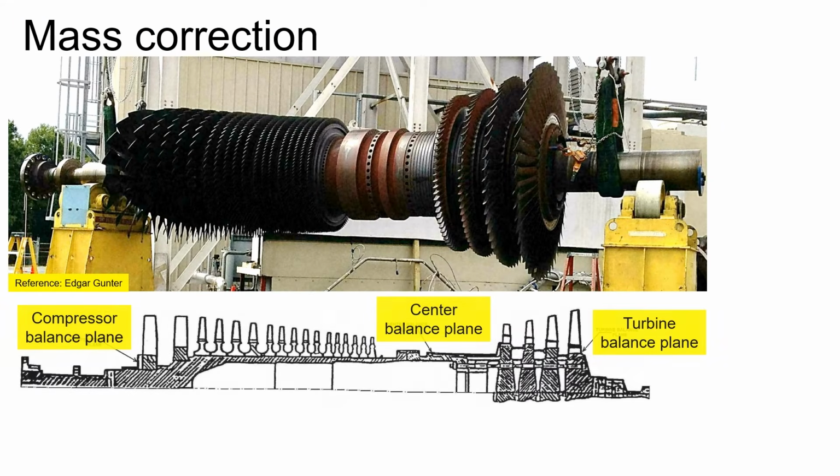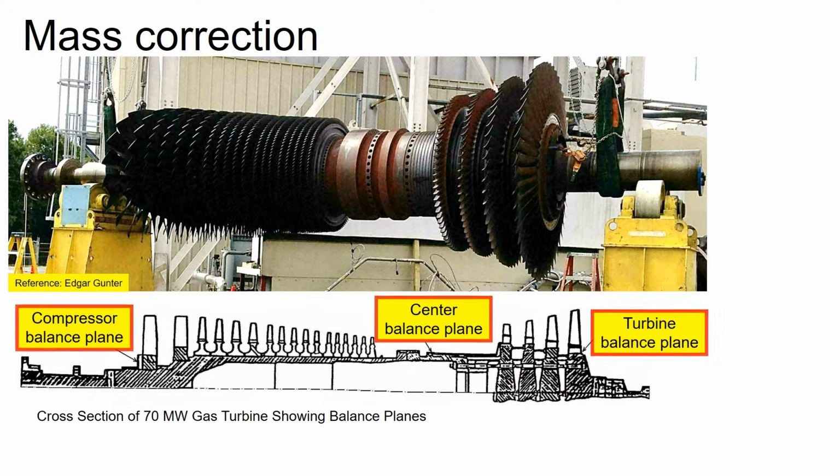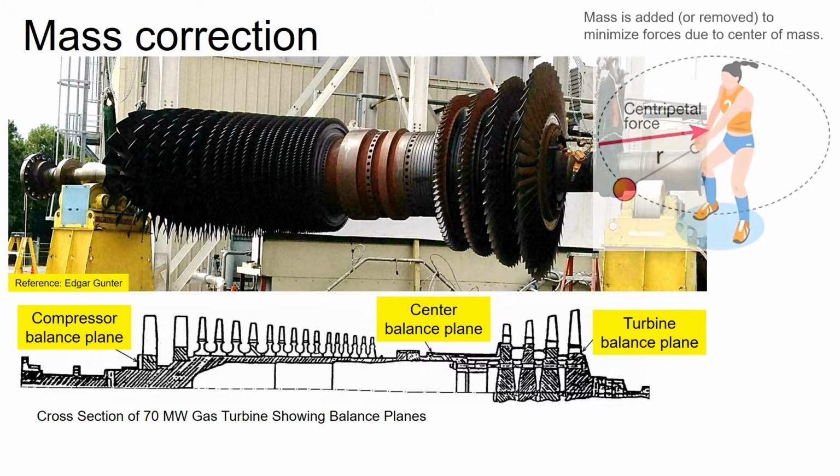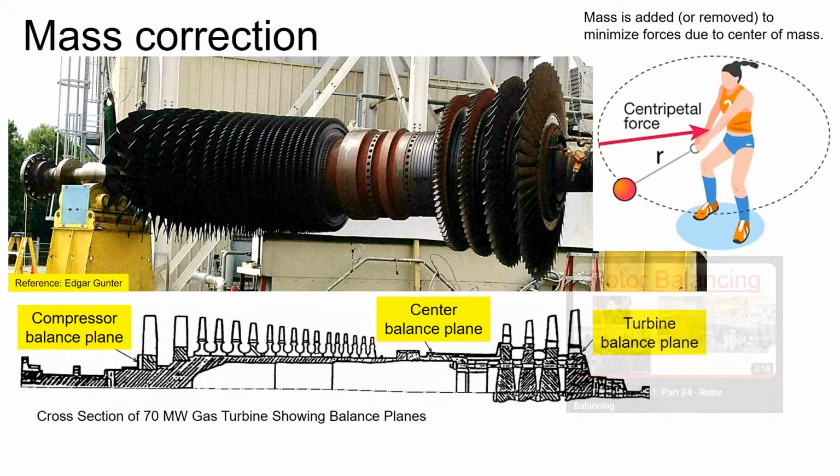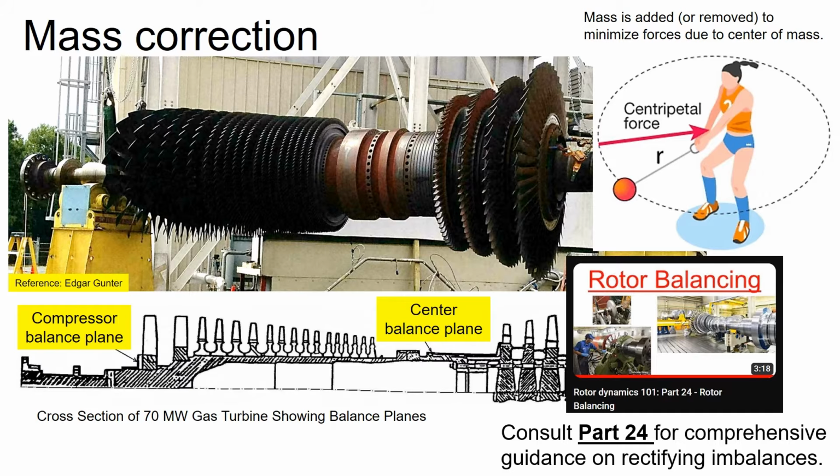Here is an example of a 70 megawatt gas turbine balance plane. Three different planes are utilized for balancing. In essence, mass is either added or removed to minimize forces due to center of mass. The Part 24 video offers comprehensive guidance on rectifying imbalance.